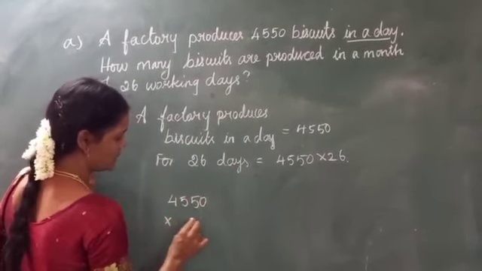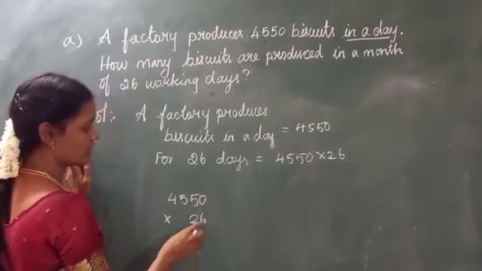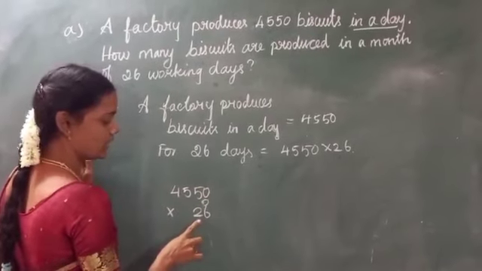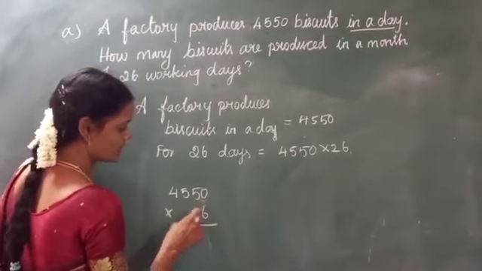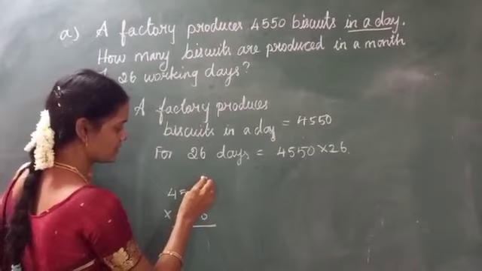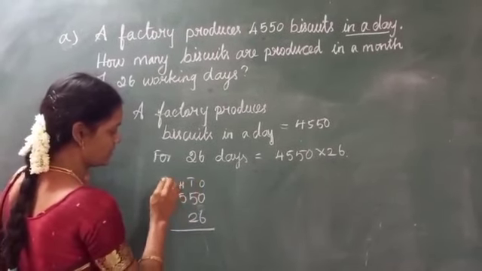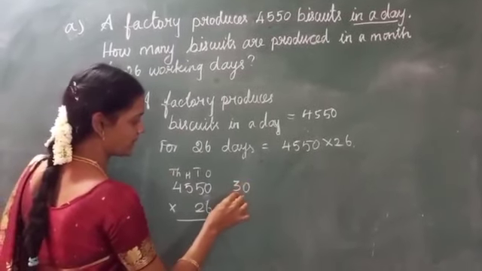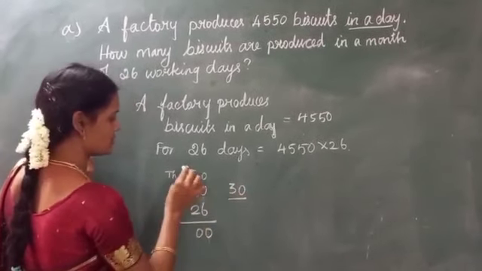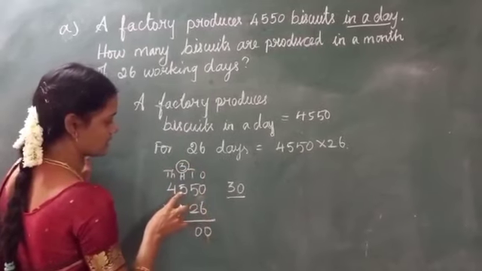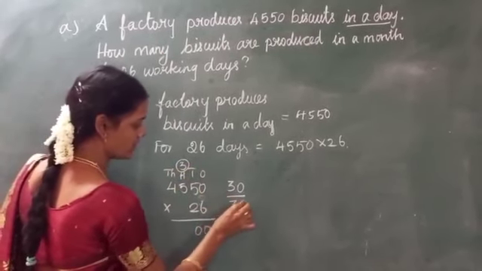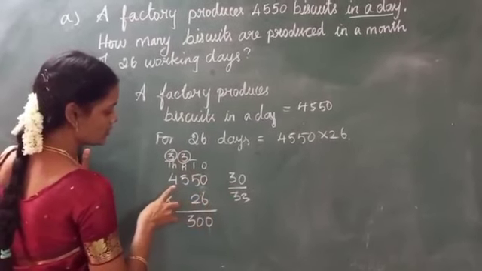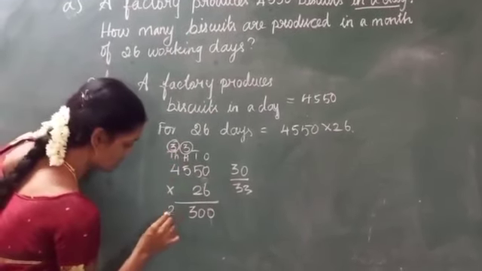4,550 multiply 26. First we are going to multiply the ones place number with all these numbers, then the tens place. So the ones place is 6. 6 times 0 is 0. 6 5s are 30, 30 is a 2-digit number, so 0, carry 3. Again 6 5s are 30, 30 plus 3 is 33, so 3, carry 3. 6 4s are 24, 24 plus 3 is 27.